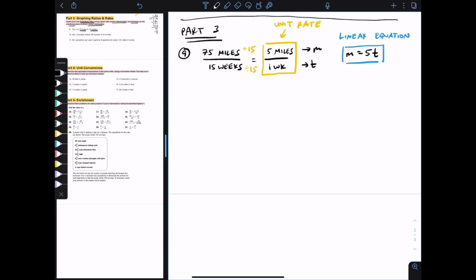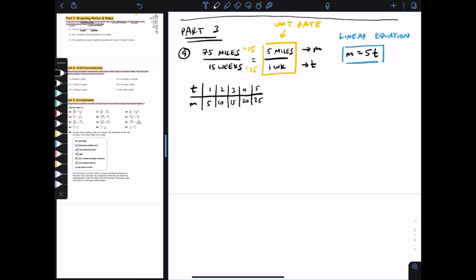We then need to create some sort of table. So time is our independent variable, and number of miles is our dependent variable, right? The more time that goes by, the more miles you can run. If you run for 1 week, that's 5 miles. For 2 weeks, that would be 10 miles. For 3 weeks, that would be 15. For 4, that would be 20. Again, every extra week, you can run 5 more miles, right? That's the goal here. So I'll just go to 5.